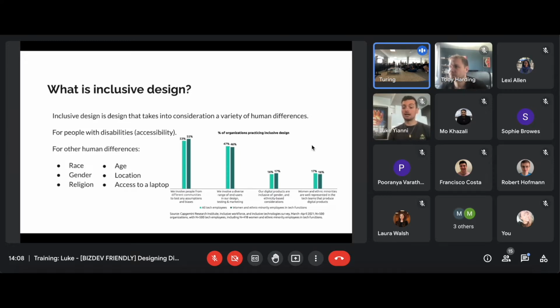What I really wanted to tackle was, you see the third one there, our digital products are inclusive of gender and ethnicity-based considerations. Both all tech employees and women, ethnic minority employees, agree at only 17% that the thing they're building is inclusive of ethnic and diverse backgrounds. This is really, really low, something that I think we can really work on. So hopefully this training can highlight a few things that we can use to improve that. Basically, it's not in the best state in terms of people thinking products are inclusive of the whole of the community. We'll get into one now.